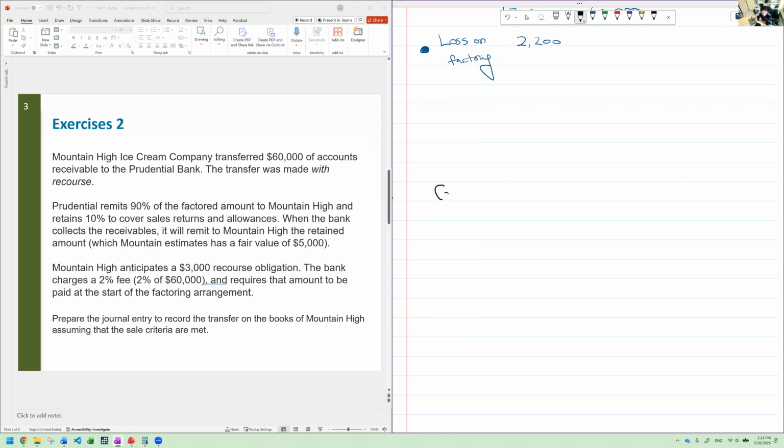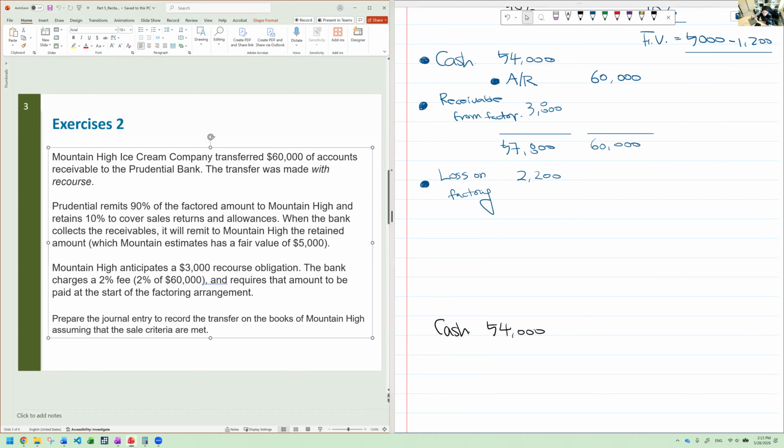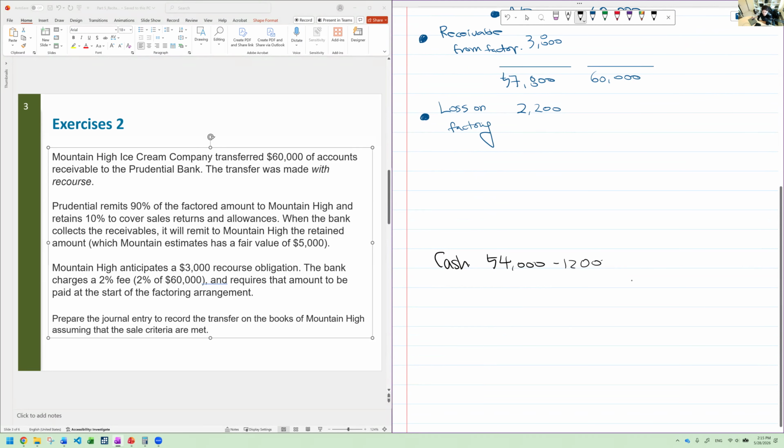Mountain will get cash of $54,000. However, this 2% fee requires that amount to be paid at the start of the factoring arrangement. So instead of applying the 2% fee on the remaining 10%, the fee will be paid upfront. We are going to subtract $1,200 upfront from the cash advance. So the amount of cash that Mountain will receive is $52,800.